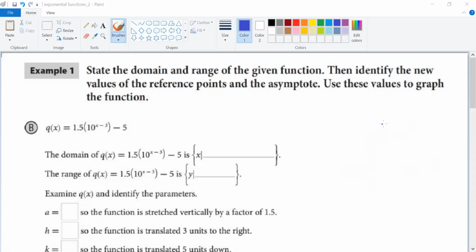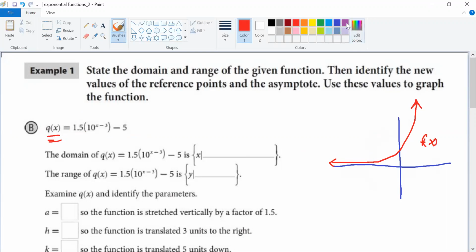Just to review, the parent function that we're used to looking at usually has this form, where it's asymptotic to the x-axis, then it hits (0, 1), and then exponentially increases. I'll just name that f of x. So we're going to do a g of x, which has these parameters.